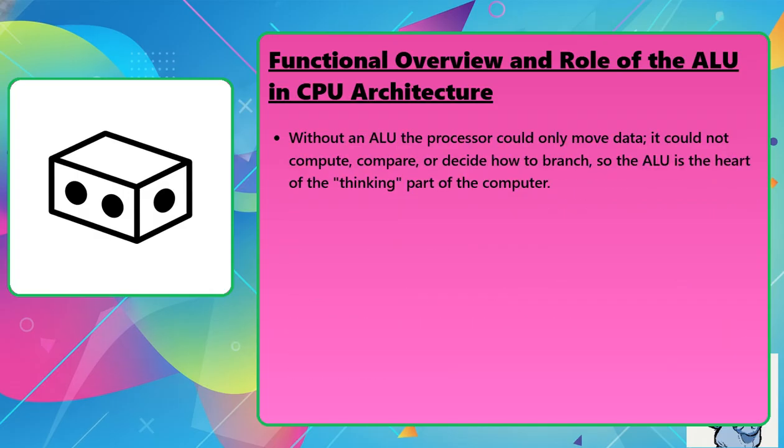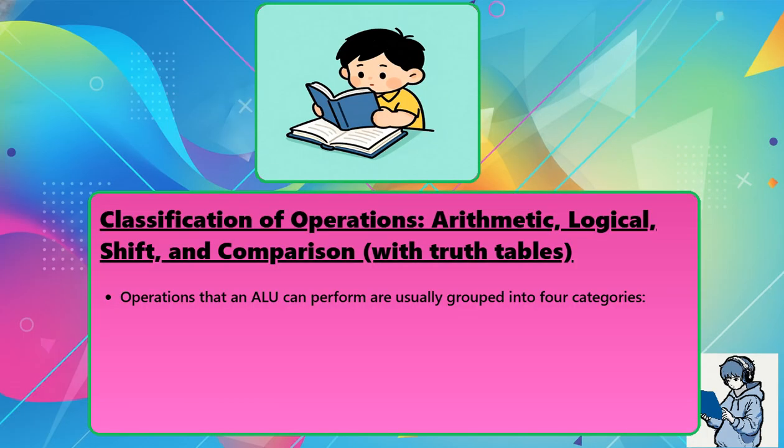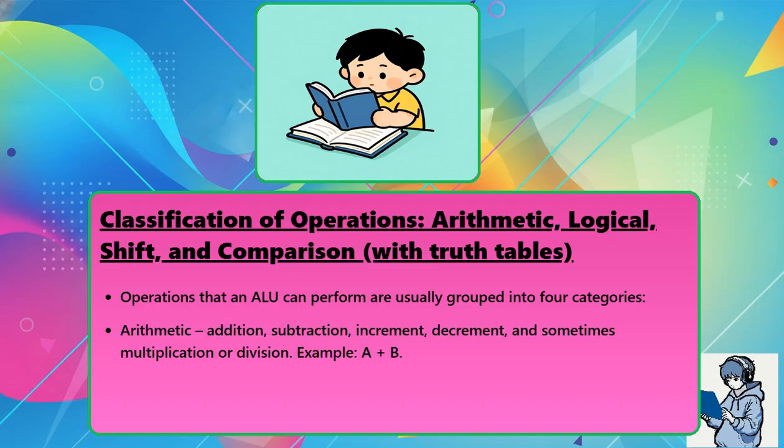Without an ALU, the processor could only move data. It could not compute, compare, or decide how to branch, so the ALU is the heart of the thinking part of the computer. Operations that an ALU can perform are usually grouped into four categories: arithmetic: addition, subtraction, increment, decrement, and sometimes multiplication or division.